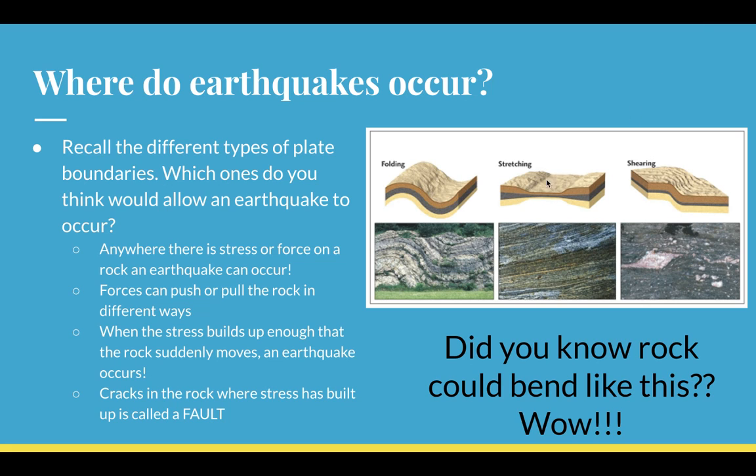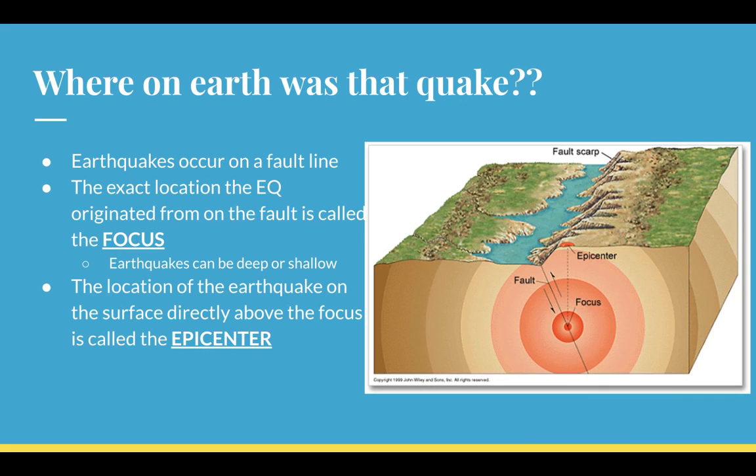Believe it or not, rock can actually bend, fold, and stretch in a variety of ways. And any type of crack in a rock where stress is built is called a fault. So we call the San Andreas Fault in California a break in the rock. All right, so we actually describe earthquakes based on where they occur.